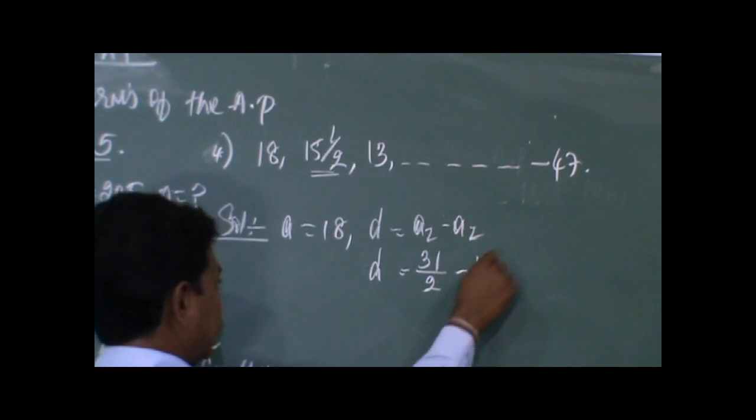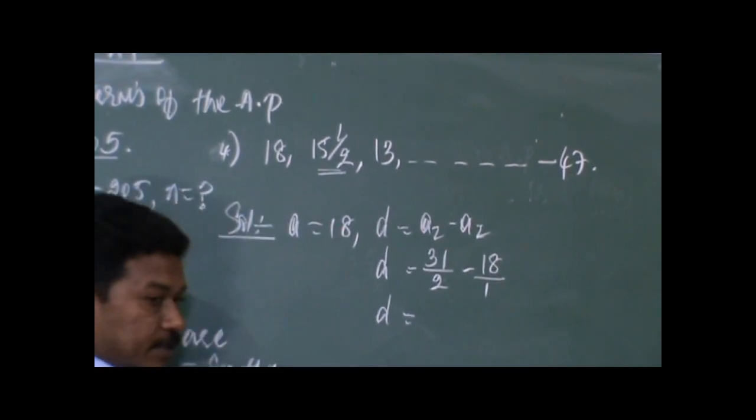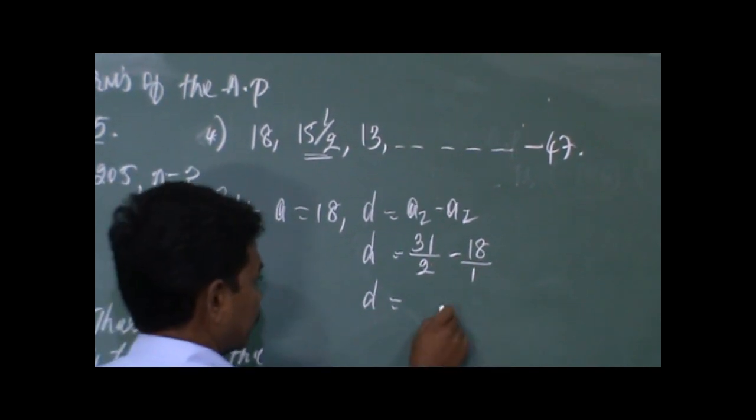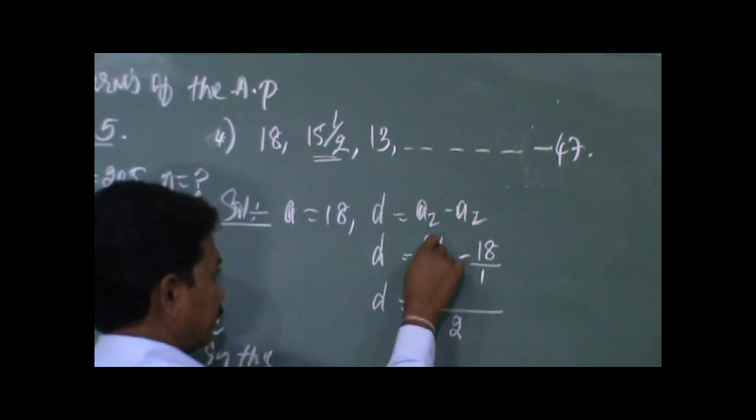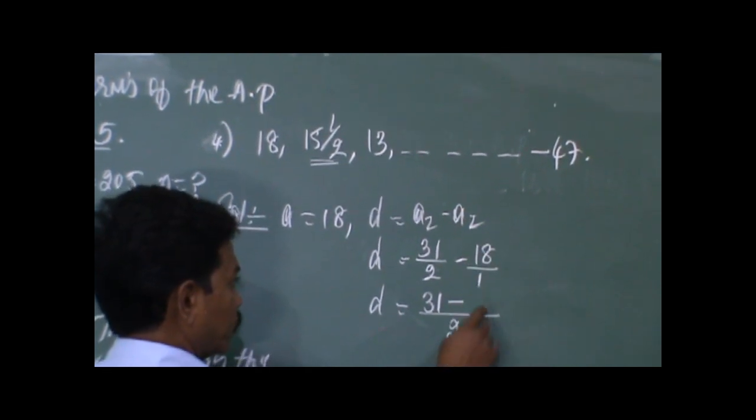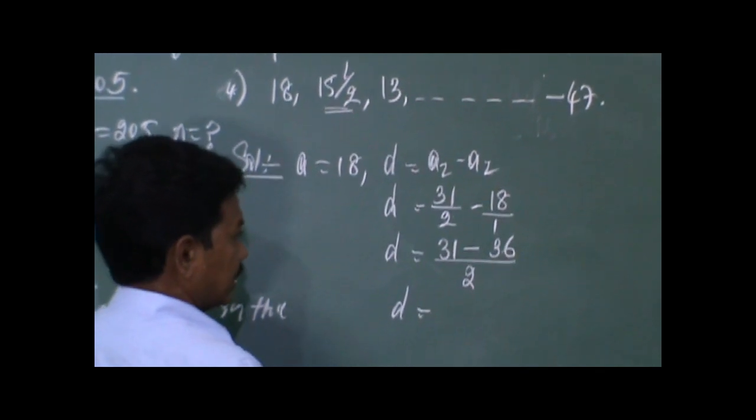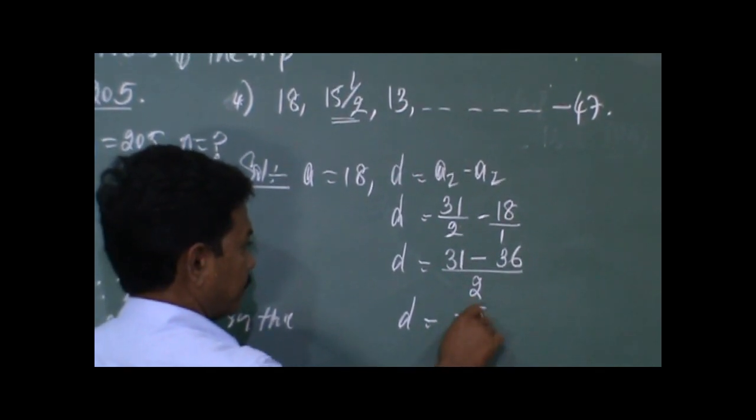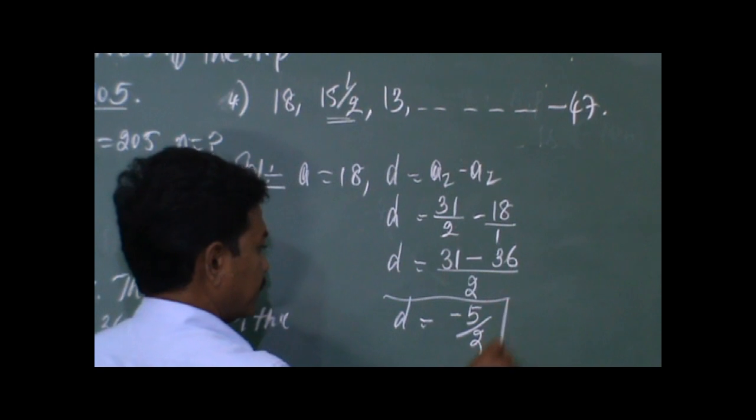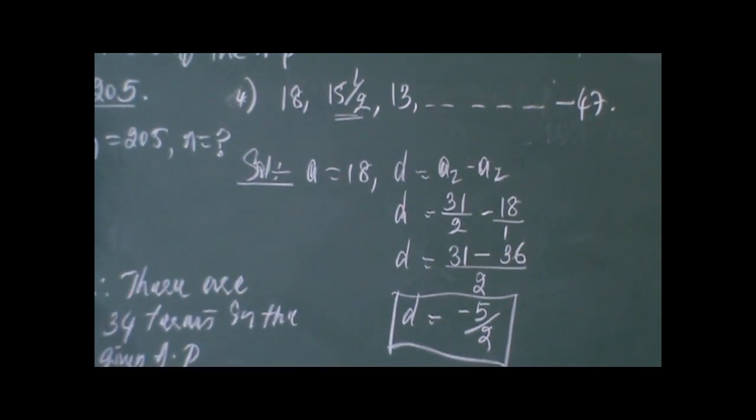A1 is 18. So D is equal to 31 by 2 minus 18, and by 18 we have 1 in the denominator. The LCM for 2 and 1 is 2. 31 by 2 into 2 is 31, minus 18 by 1 into 2 is 36. So D is equal to 31 minus 36, that becomes minus 5 by 2. So the value of D is minus 5 by 2.